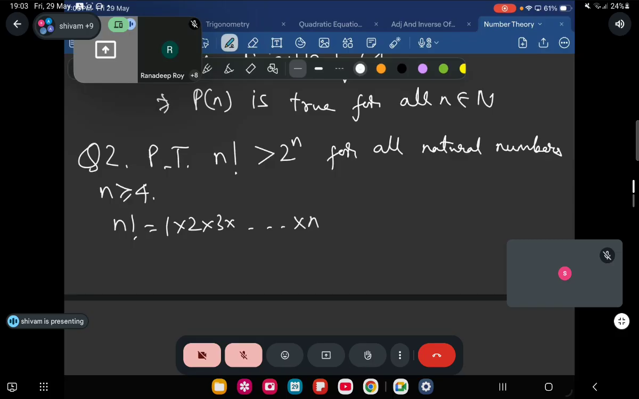So over here, you cannot start with n equal to 1. You have to start with n equal to 4, because n should be greater than or equal to 4.